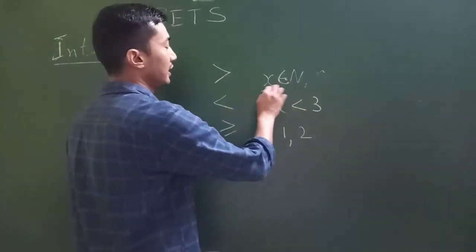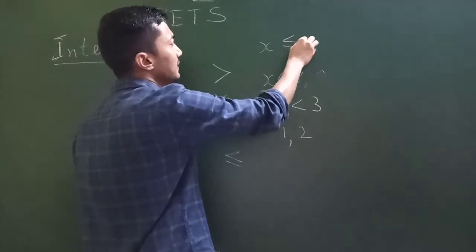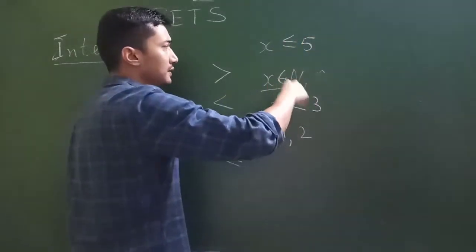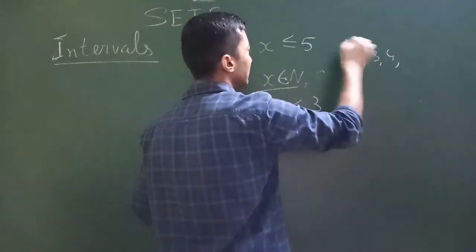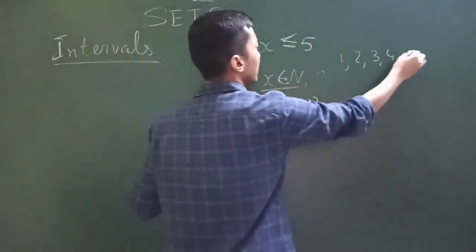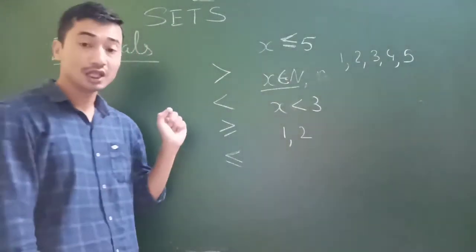But if I say x is a natural number and x is, let's say, less than or equal to 5, then what will be the natural numbers? Alright, 1, 2, 3, 4, and here, since it's less than or equal to, I shall be including 5 also, isn't it? I shall be including 5 also.